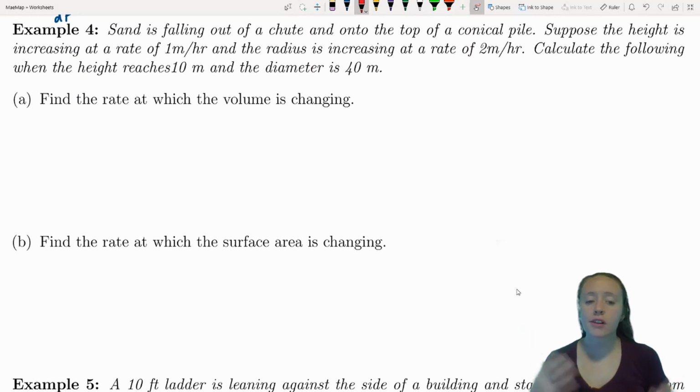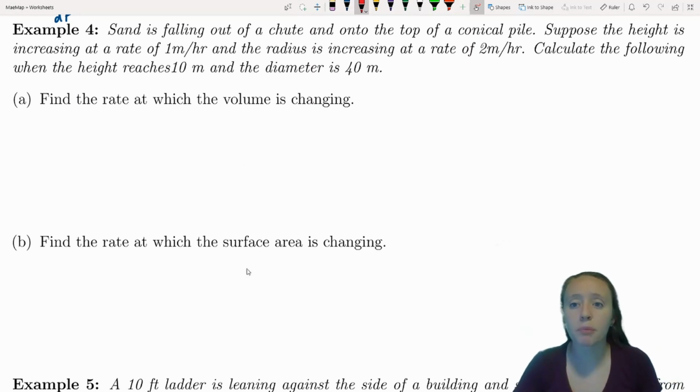So let's go ahead, write our knowns and unknowns, and draw and label our picture. So doing steps 1 and 2 at the same time, I'm going to start by drawing this picture out here.